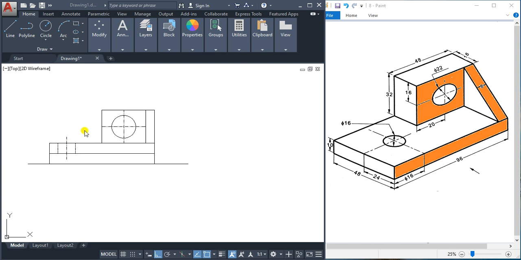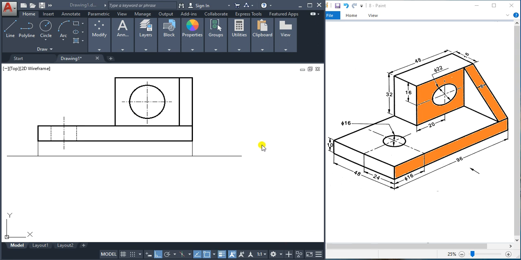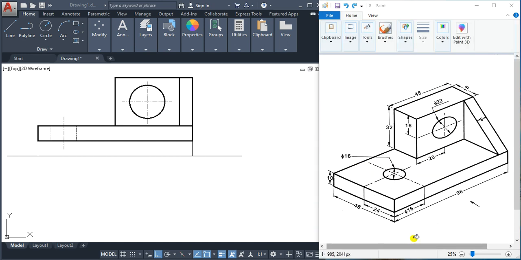So here we have drawn these dotted and hidden lines, and in this direction we have drawn all the surfaces and we have represented this hole. So we'll darken the lines which are required here. Like this you can darken the required lines, and let us draw the top view here.